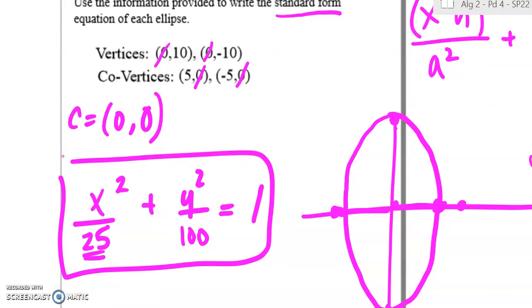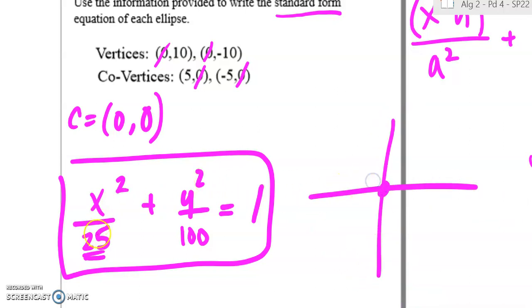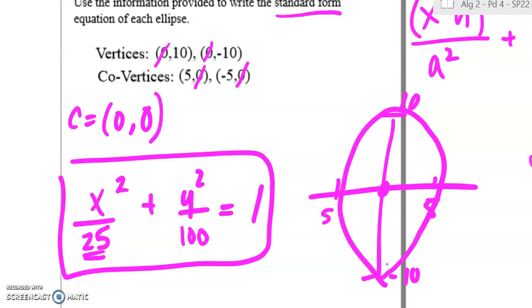And if I went backwards, you would do the same thing, making sure your sketch matches. My center 0, 0. I go 5 left, 5 right, and I go up 10, down 10. And so then I get an ellipse that's stretched vertically.